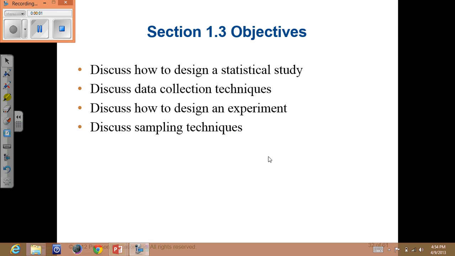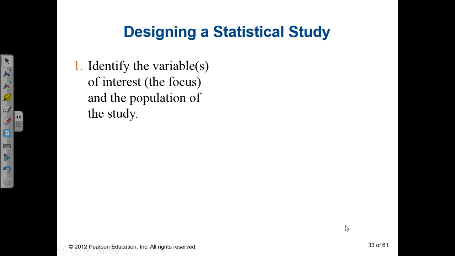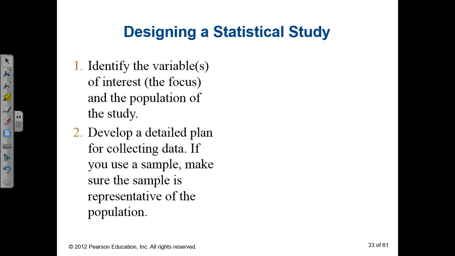Section 1.3. In Section 1.3, we will be looking at how a statistical study is done. In designing a statistical study, here I just want you to get an overview of how to design a statistical study. The first and most important thing to do would be to identify what it is you're interested in. What is the variable of interest, and what is the population that you're going to be drawing the study from.